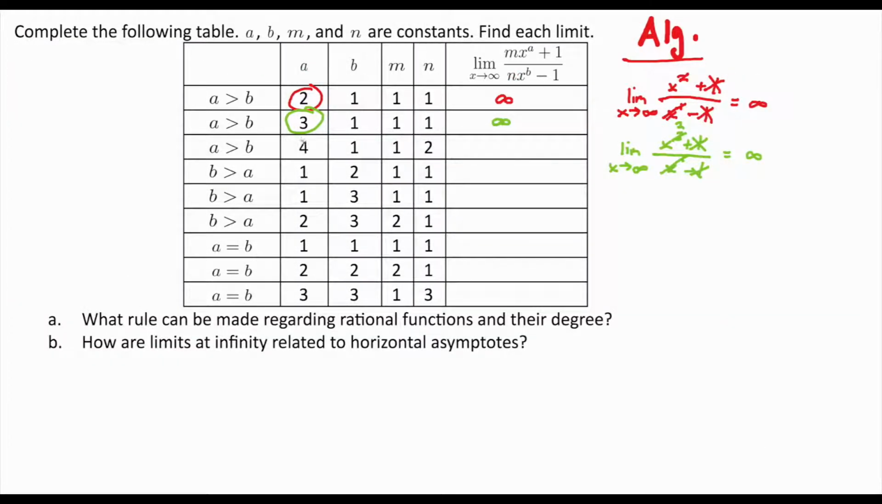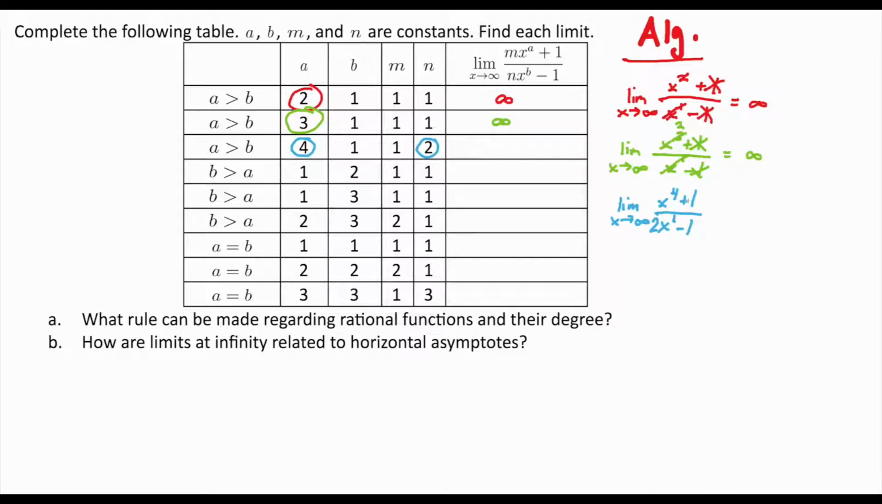Now for the third one, what you're going to notice is that your a value is 4 and your n value is 2. So now we actually change the n value here. So we're going to actually, let's just write this one out. So we have the limit as x goes to infinity of x to the 4th plus 1 over x to the 1st minus 1, but that n is 2 this time, so I'm going to put a little 2 in front of it like that.